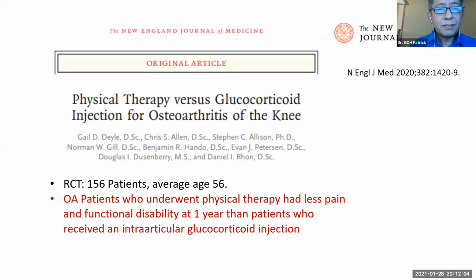The last but not least, if you have a person with a painful knee, cortisone is not the only answer. This study shows that physical therapy was pretty much able to outdo cortisone, in fact, in reducing pain. So it's just a reminder to us that we should not only think of doing injections. Physical therapy is pretty much a powerful tool as well.